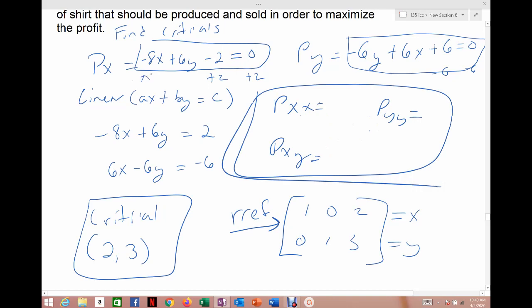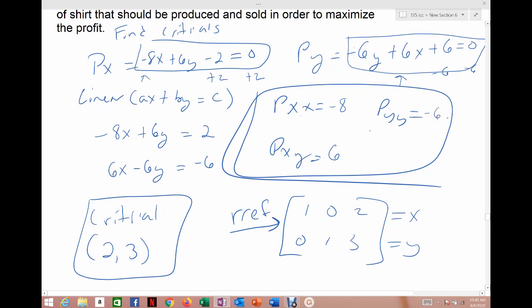And so I'm going to look here first, take its derivative with respect to x. Well, that comes out -8. And I'm going to still look here, take its derivative with respect to y. Though that's a +6. And now I'm going to look here, take its derivative with respect to y, which is -6. Alright, so those are my values.